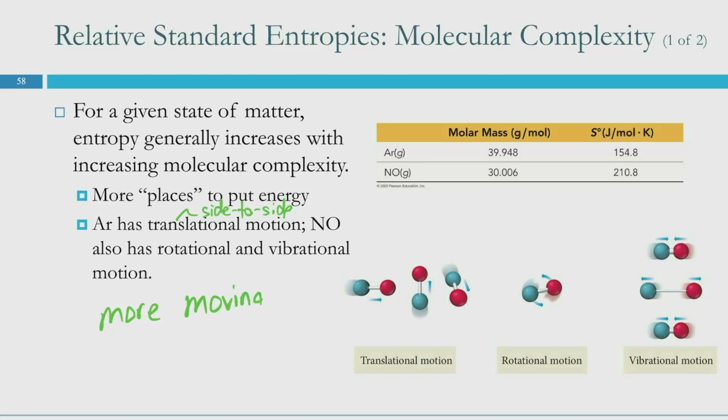Basically, I would think of it as more moving parts means more entropy. So if we had something that was like 15 atoms all bonded together, that's got a lot more bonds. It's got a lot more ways that it can vibrate because of those 15 atoms and all the extra bonds and things.